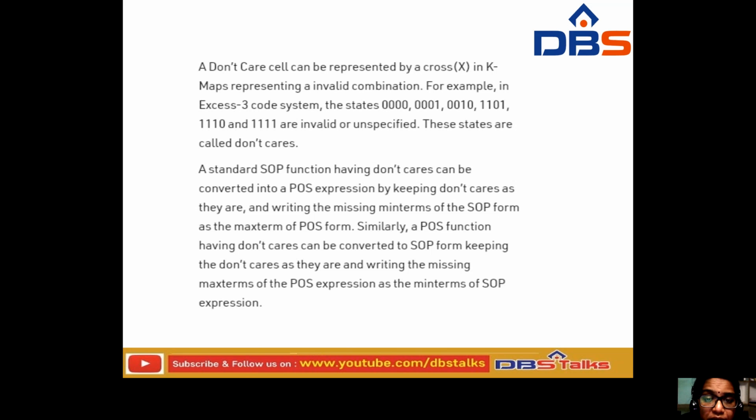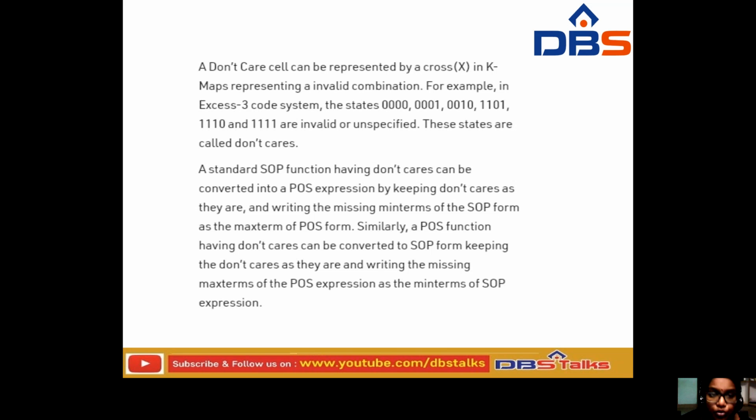It is converted into a POS expression by simply keeping the don't cares as they are and writing the missing min terms of the sum of products as the max terms of the product of sums. Similarly, a product of sums function having don't cares can be converted to a sum of products by keeping the don't cares as they are and writing the missing max terms of the POS expression as the min terms of the sum of products.